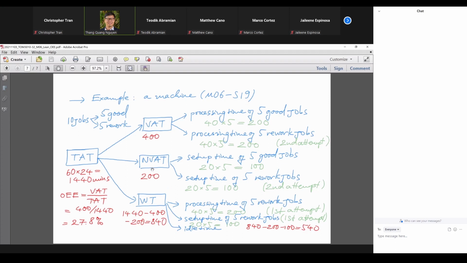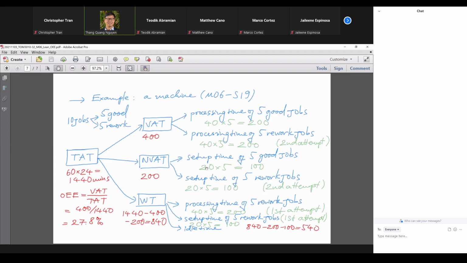The non-value added time, in this particular case, is for the setup, right? Why is it called non-value added? The setup is necessary for production, but at the end, how we set it up is not valued by the customer. So it is necessary, but not valued. Then we call it non-value added time, right? So there are two components here. The setup time of the 5 good jobs.